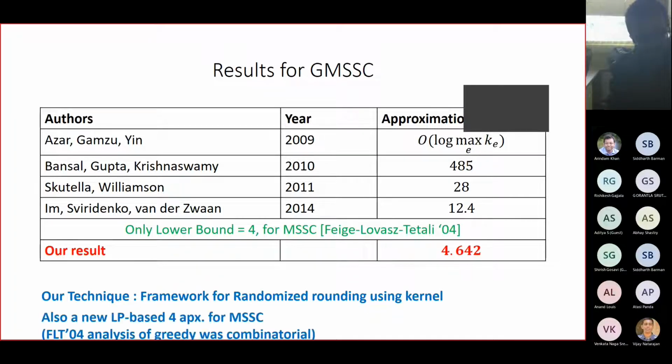And as a bonus, we also get a new LP-based 4 approximation for min-sum set cover. Recall that Feige et al. already showed that the greedy algorithm is a 4 approximation, but their analysis is combinatorial, so it does not say anything about the linear program. We showed the first linear program-based 4 approximation for min-sum set cover.